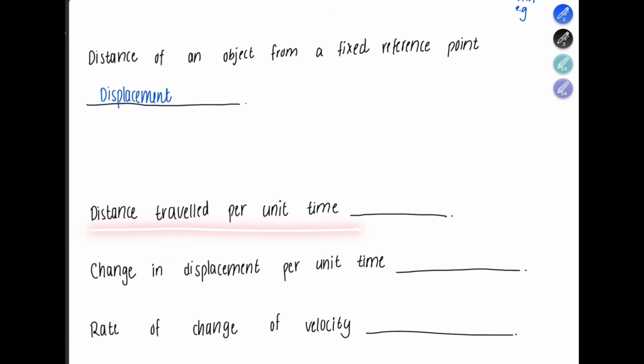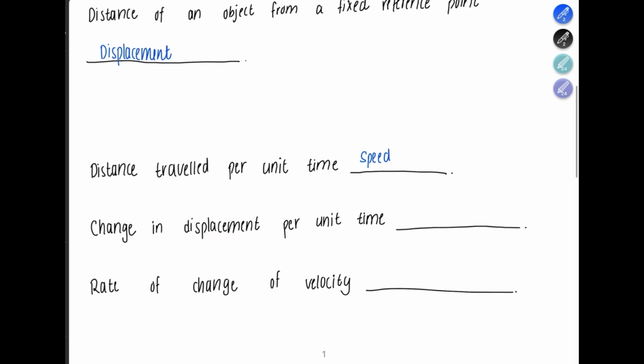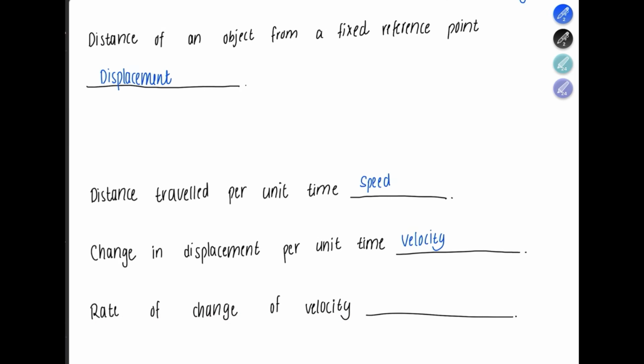Now, what is distance traveled per unit time? Distance over time, this is obviously speed. What is change in displacement per unit time? That is velocity. Rate of change of velocity is called the acceleration.